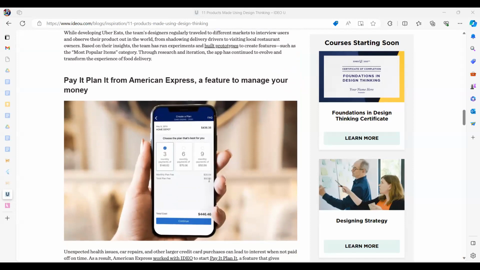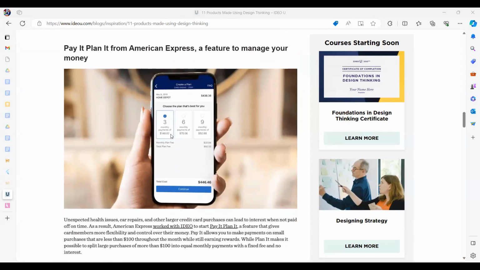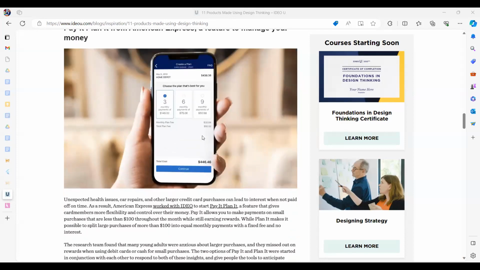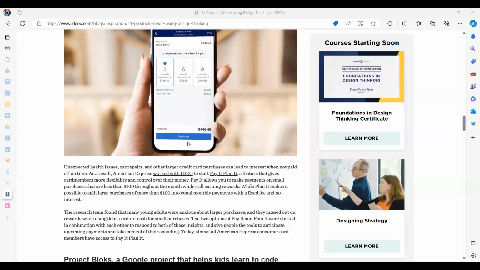Here's another example. Pay plan. This is from Amex, so American Express, right? So this is about managing your money, right? So how do you want to manage? Monthly payment of 148, monthly payment of 75, or monthly payment of 50. So depending on how you want to spend the money. Say you're going to buy something, but then you may not have the money now. This is unlike a credit card or unlike a monthly payment. So this is a different way of doing this, right?